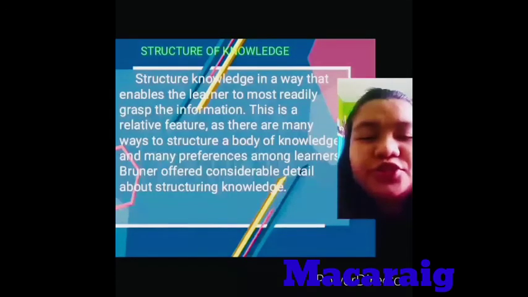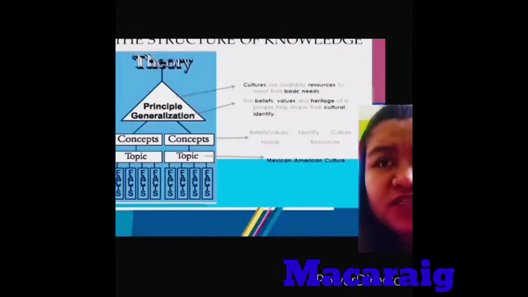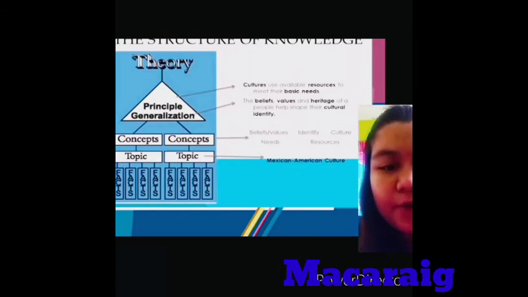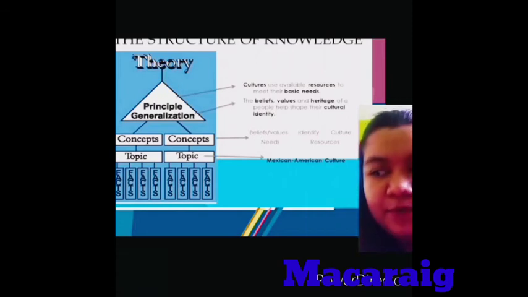The second is structured knowledge. Structured knowledge is organized in a way that enables learners to most readily grasp the information. This is a relative feature, as there are many ways to structure a body of knowledge and many preferences among learners. For me, structured knowledge is a body of knowledge that must be in a simple enough form for the learner to understand it, and must be in a form recognizable to the student's experience. Here, Bruner offered considerable detail about structuring knowledge.